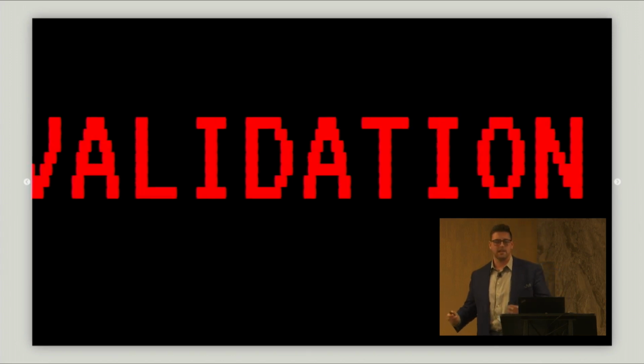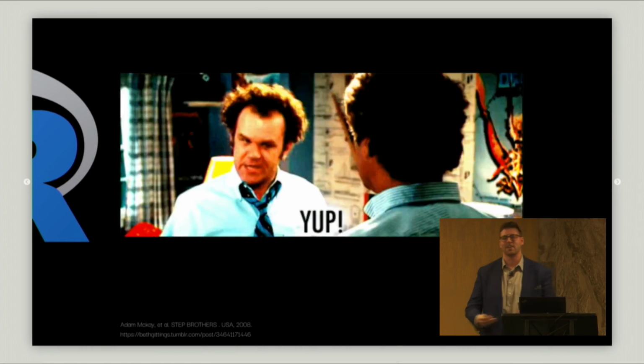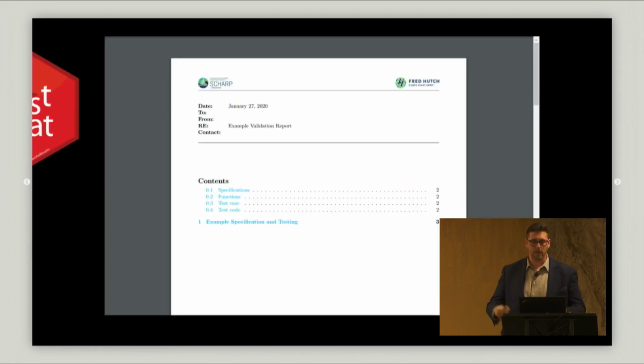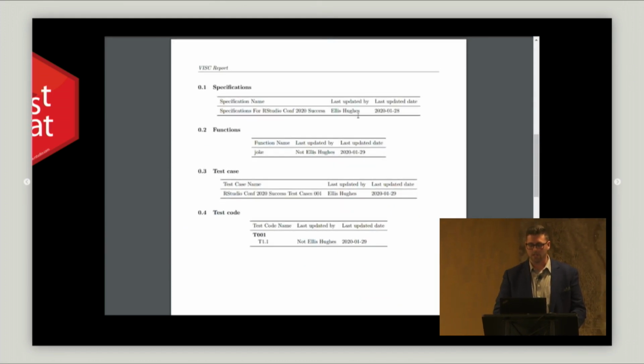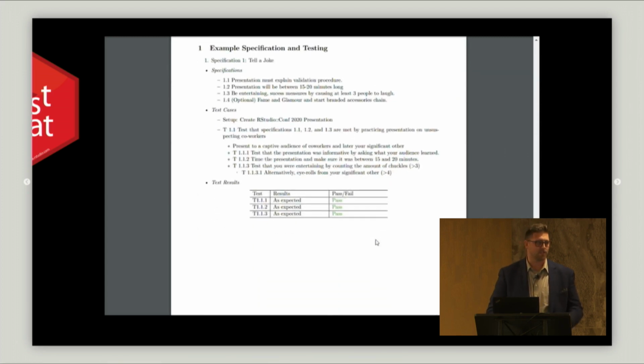But I'm here to tell you that validation and R can be best friends. They can work together to create an awesome product. Using rmarkdown, testthat, and Roxygen2, we can create PDFs that look like this within our packages that track who wrote the specifications, who wrote the functions, who wrote the test cases and test code, capture our specifications as we wrote them and the test cases within the PDF, and finally display all the test results surrounding that.